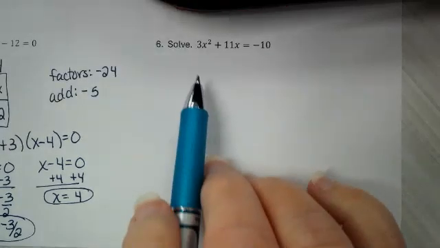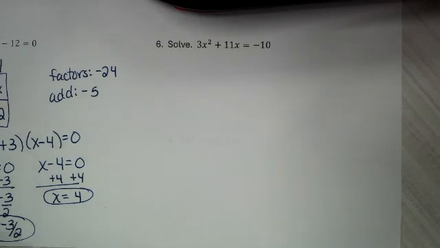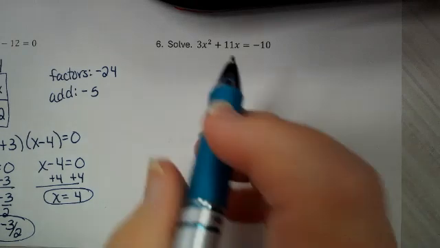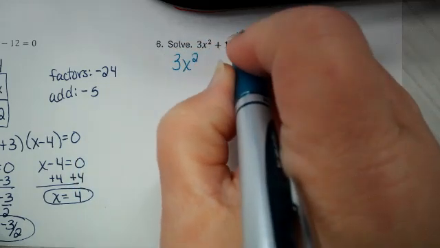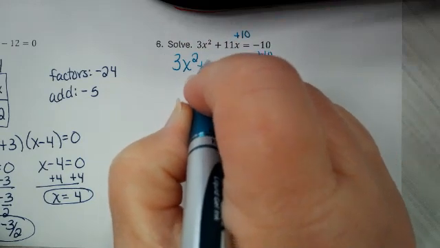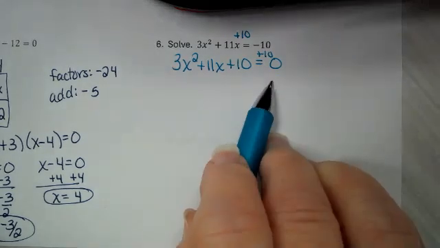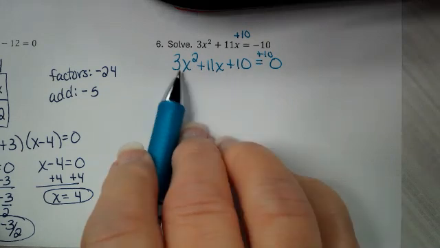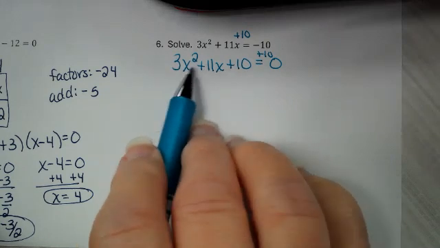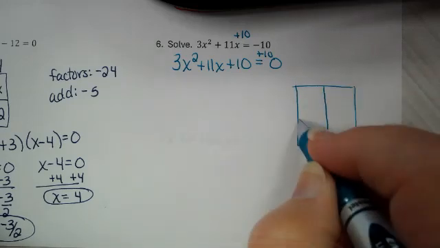All right, the next one, it says 3x squared plus 11x equals negative 10. Well, the first thing I notice is it is not equal to 0. So I'm going to set it equal to 0 by adding 10 to both sides. So 3x squared plus 11x plus 10 equals 0. Now I have it equal to 0. Well, it's got a 3 in front, and it is not a GCF, kind of like the previous question. So we'll go to the box.